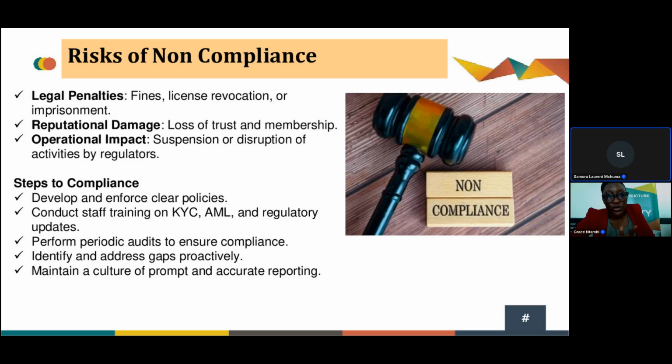And then we have the operational impact. As I said before, your license can be revoked or suspended, and that will just disrupt the business. Now, steps to compliance. The first step, once you get the knowledge, like the training that we do now, would be to develop and enforce clear policies.